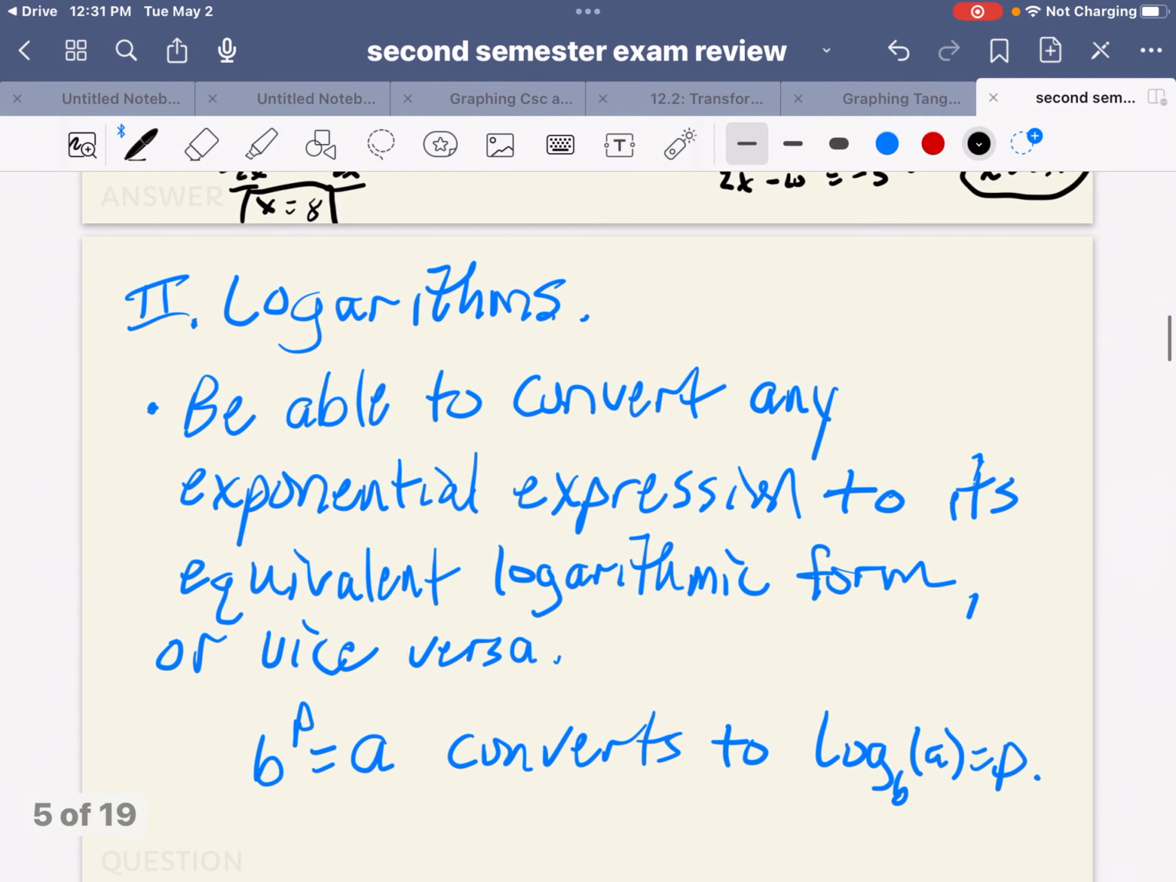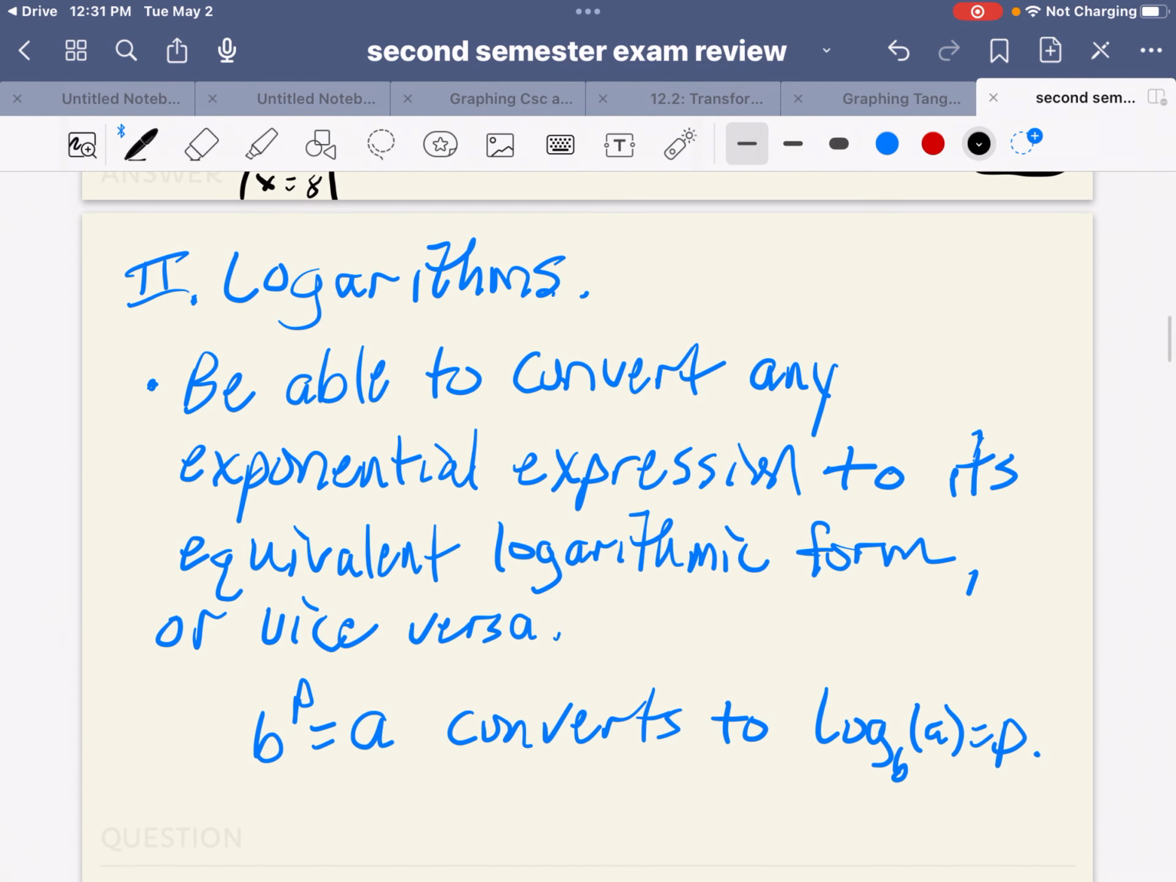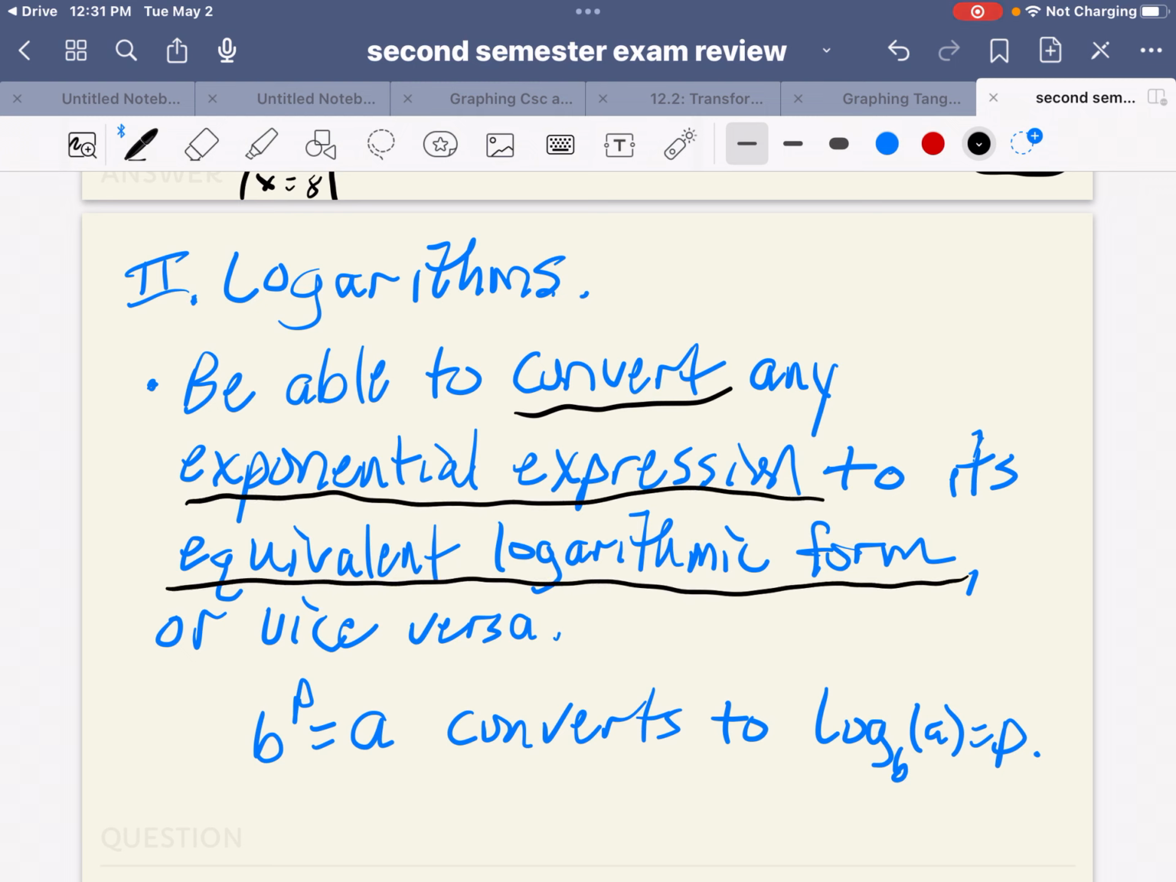Now, we also learned some things about logarithms in general, like I taught you how to convert exponential expressions to its equivalent logarithmic form and vice versa. So we say that any base raised to a power equals the answer converts to log base b of a equals p.